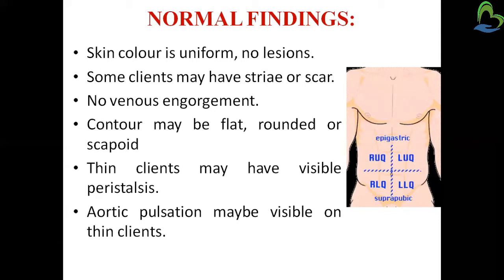So here you can see we have divided the abdomen into four quadrants: right upper quadrant, left upper quadrant, right lower quadrant and left lower quadrant. Here is the suprapubic region and here is the epigastric. So some clients may have striae or scars and there is no venous engorgement. The patient who is suffering with a liver disorder will have venous engorgement too. Contour may be flat, rounded or scaphoid. Then a thin client may have visible peristalsis, and aortic pulsation may be visible in a thin client.